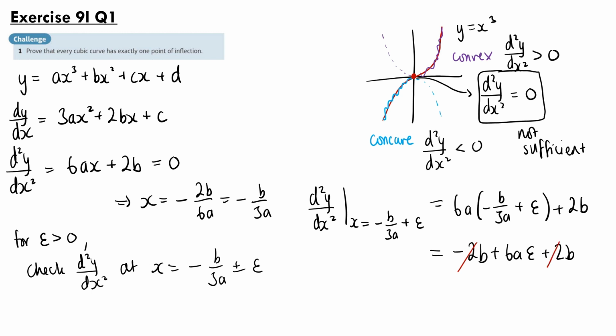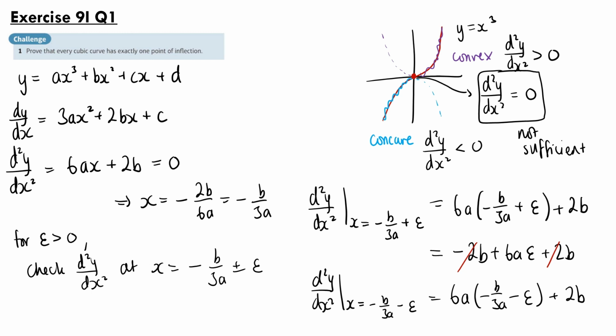And now if we do a similar thing with the other case, where we had x being on the other side of the point of inflection, so x equals minus b over 3a minus epsilon, then we're going to get 6a lots of minus b over 3a minus epsilon, plus 2b. So we have, again, minus 2b, this time minus 6a epsilon, plus 2b. And again, the 2b's cancel.